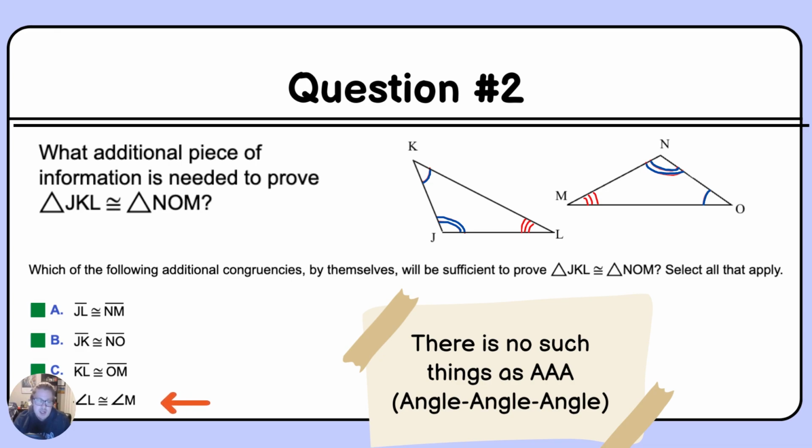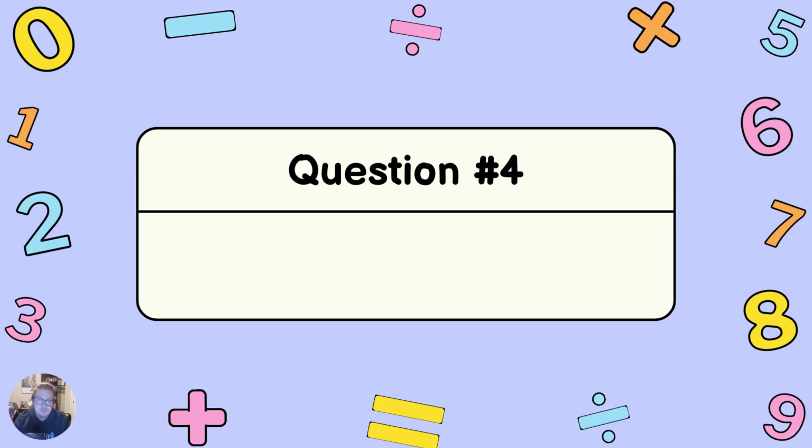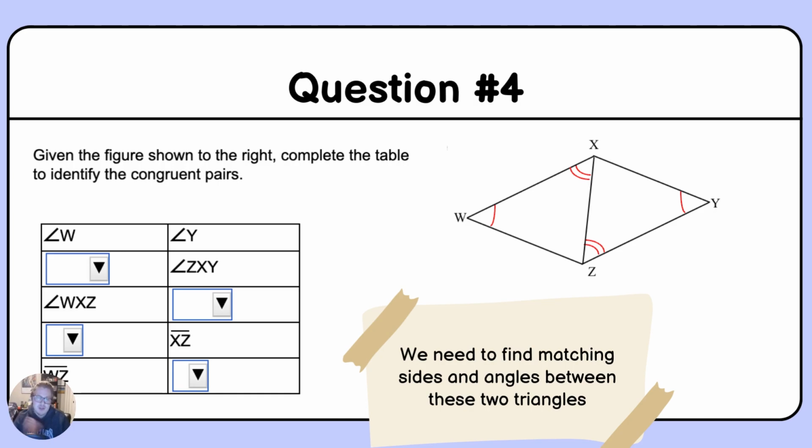There's a question on your test that's directly related to that. It's going to ask you which one of these cannot be used to prove that triangles are congruent. You have to know that angle, angle, angle is not a thing. It doesn't exist. All right, let's jump over to this question.